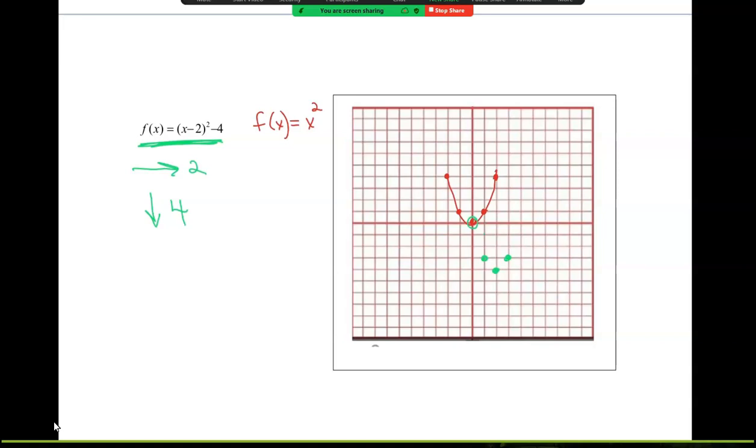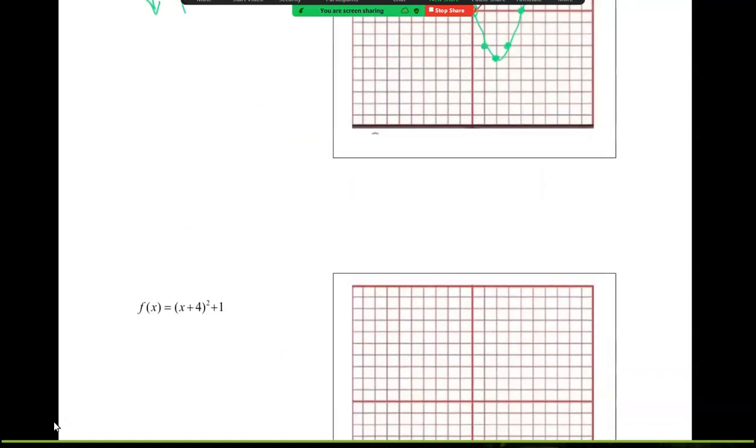Okay, one more. That top point there on the right, I'm going to go left 2 and down 4. 1, 2, 3, 4. There's my symmetry. Here's my graph. Boom. Done. Okay, let's keep going. There's another one here.